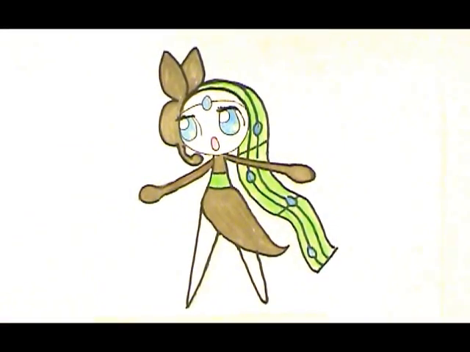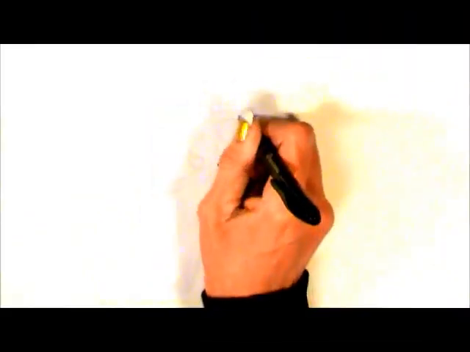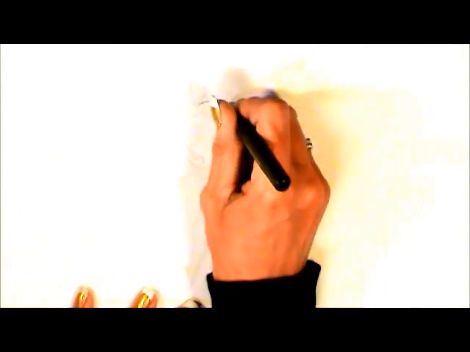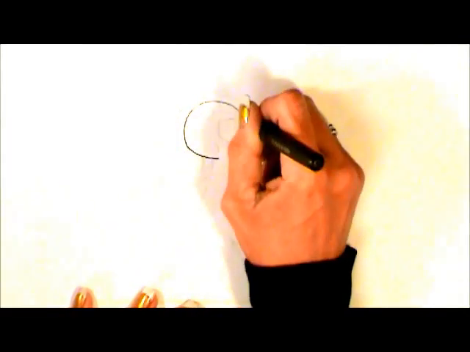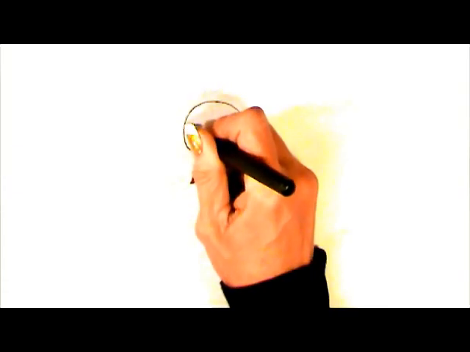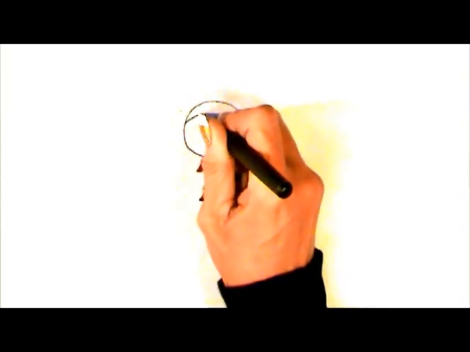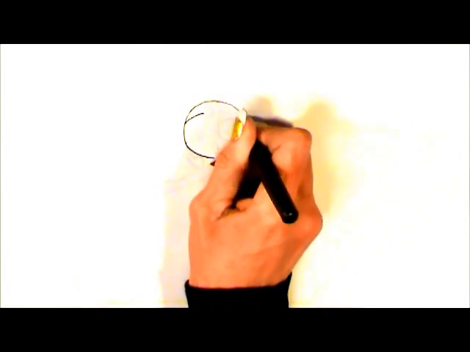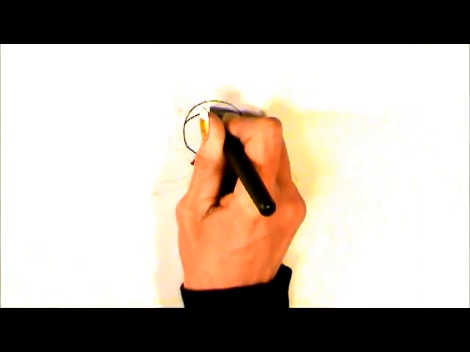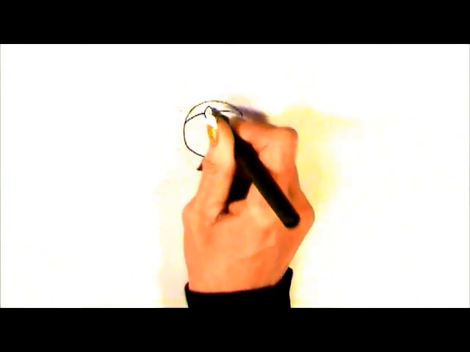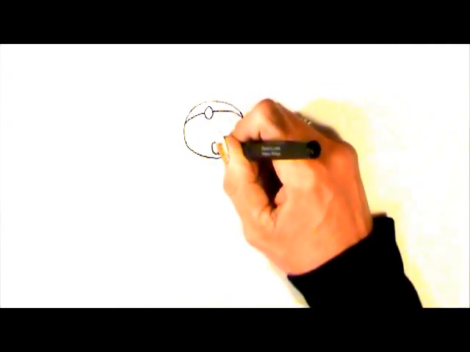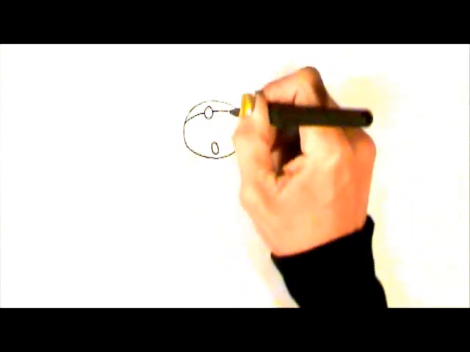We're going to draw Meloetta. We're going to start by making a circular face. From either side of the forehead, we're going to curve a line up and stop it short and put an oval gem in the middle of the forehead. Now the mouth is an oval as she's singing.